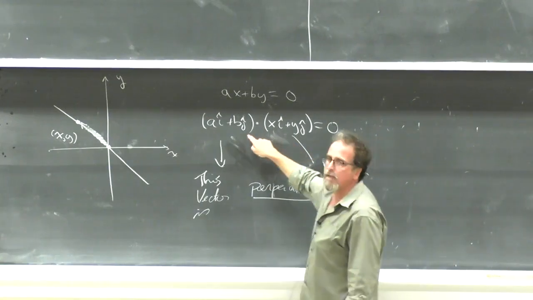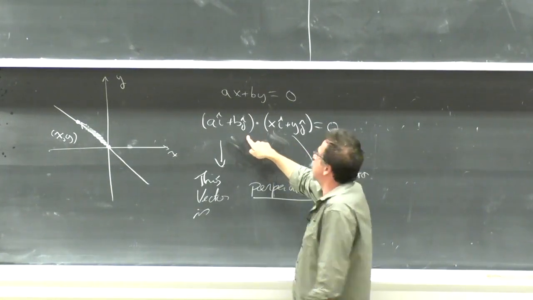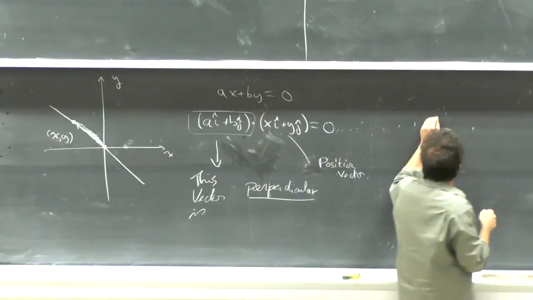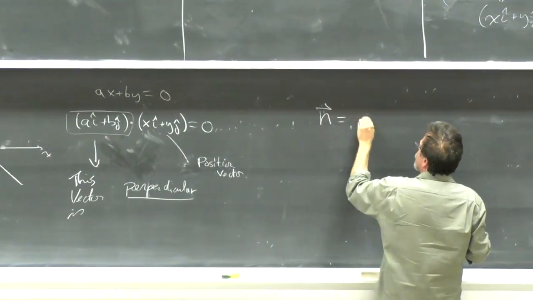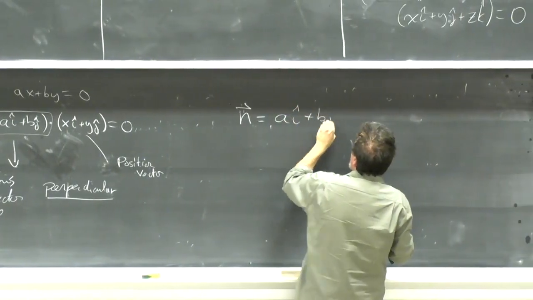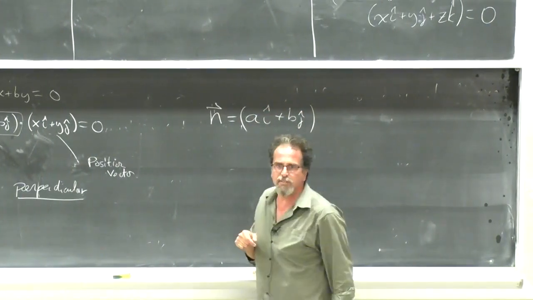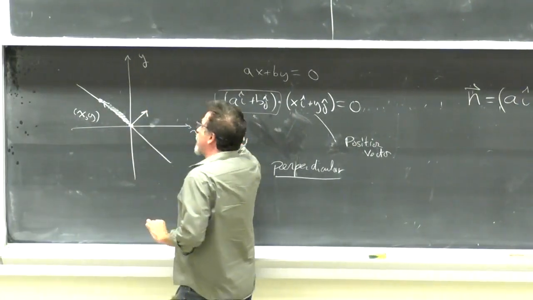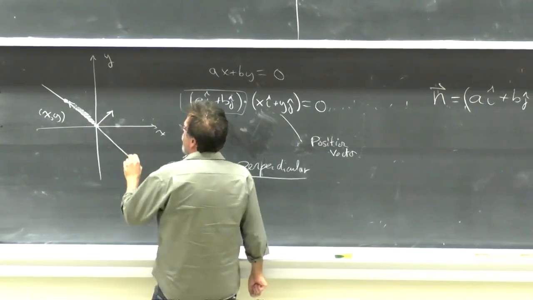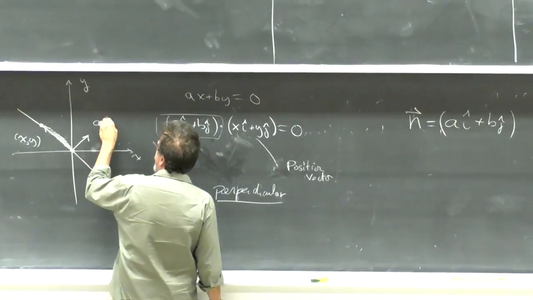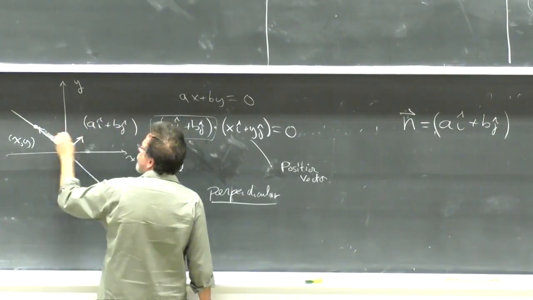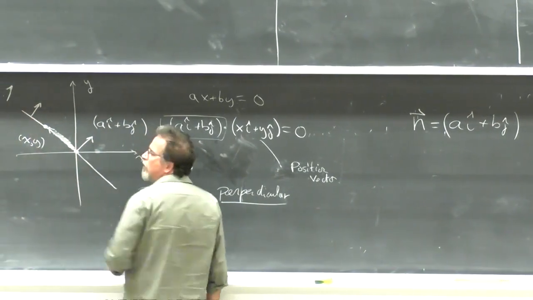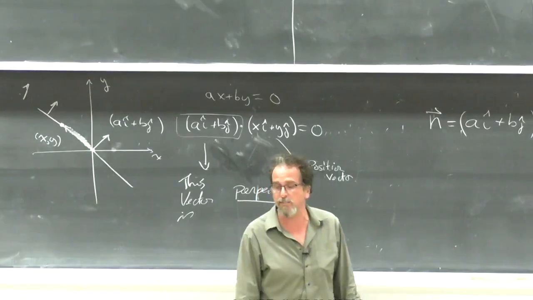And this vector has a name. It's the normal vector. So we'll call this the normal vector. N vector is equal to a i hat plus b j hat. It is the normal vector to this surface, or to this line right now. And you can see that very quickly. This is the vector a i hat plus b j hat. And you can move that vector anywhere along the surface, and everywhere this vector is perpendicular to the position vector, which gets you into the surface, into the line.